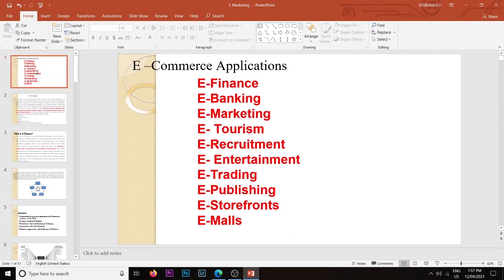The advantages of e-commerce in the industry are: number one, recording will be easy. Number two, retrieving will be easy. Number three, reference will be very easy. Number four, accuracy will be very high. Number five, human dependency is very less, and the cost is also becoming very less.